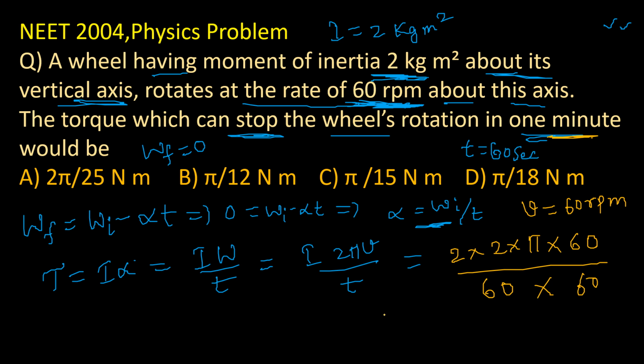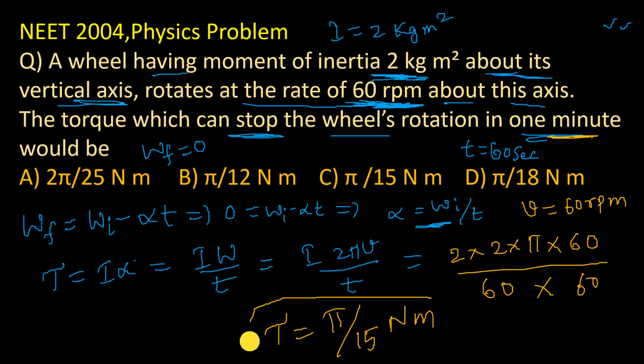So 60 seconds. If you do this, the torque is produced. So that is the torque required which can stop the wheel's rotation. That is pi by 15 Newton meter. So this is the answer. So we'll check the answer, pi by 15. Here only, right? Pi by 15 is here. So option C. This is the answer.